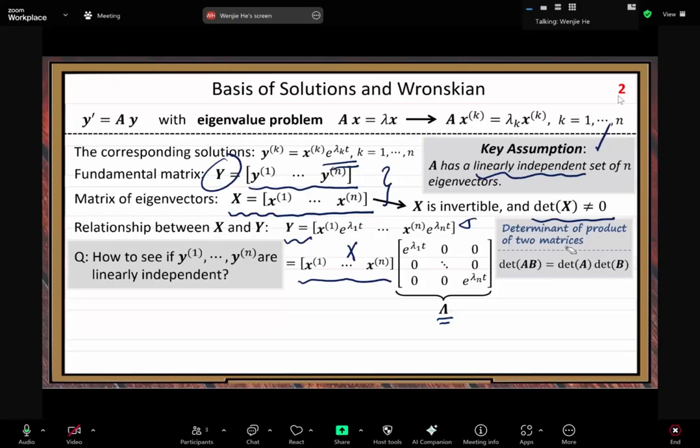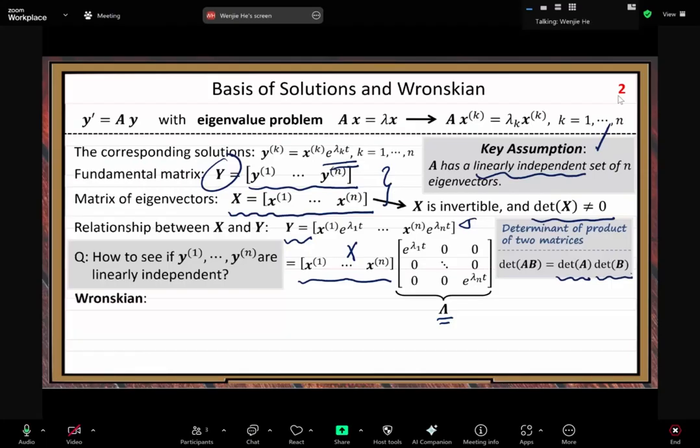Determinant of the product of two matrices, A matrix, B matrix. Here, A and B must be square matrices. If not square matrices, it's false. But we only look at square matrices in this class. In the general case, you may have a problem. So the determinant of AB equals determinant of A times determinant of B. That's a property.